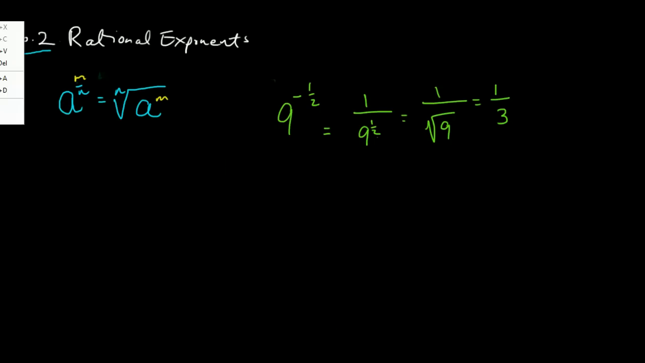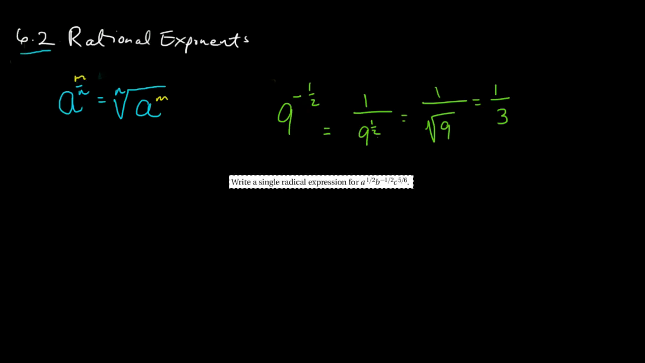And so what if we're asked a question like, write as a single radical expression a to the 1/2 power, b to the negative 1/2 power, and c to the 5/6 power. And so we want to convert from a rational exponent into a radical expression now. We want to write it as a radical. So the first thing we have to do is, in order to have a radical with one index out here, we need to be able to understand this number and this number as the same index as this one.